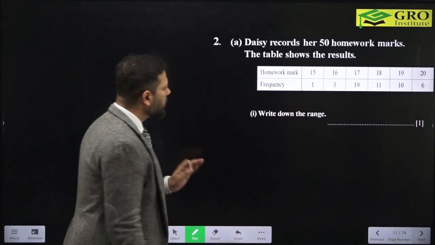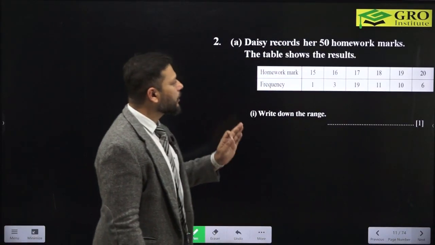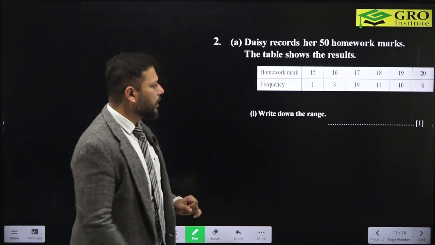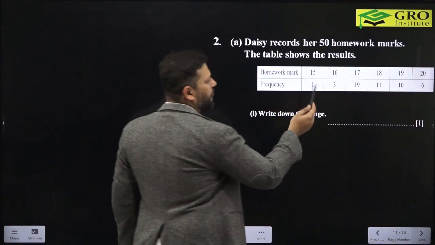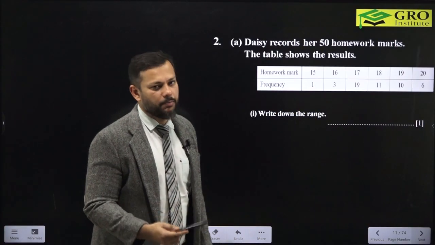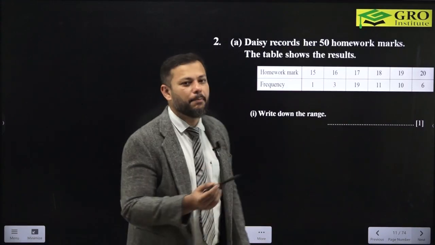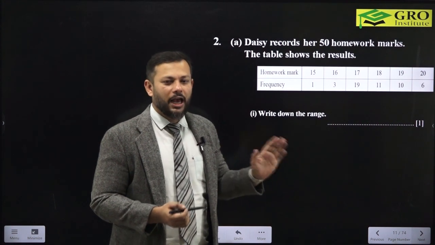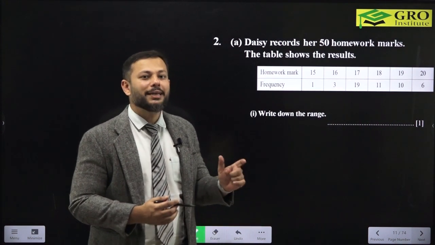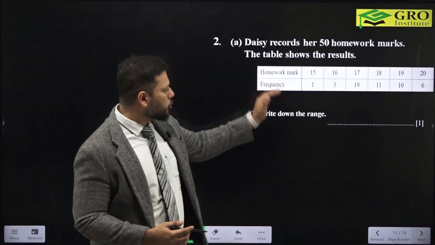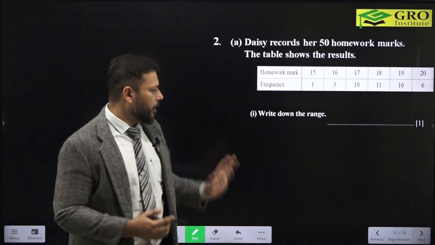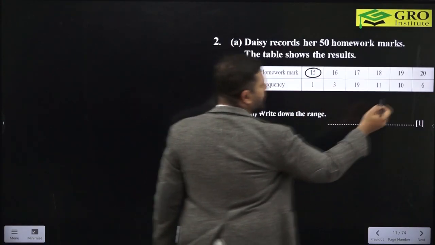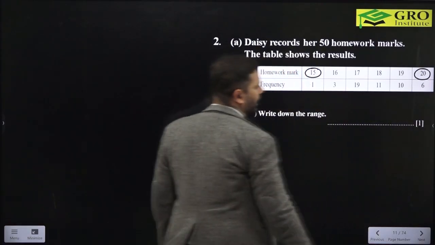Here, the first part of the question is: Daisy records her 50 homework marks. The table shows the results. Here, if we look at it, Daisy has done 50 homeworks, 50 times she has completed the homework, and she has been given some marks, right? So she has written down how many marks she has got, and if she has repeated any marks, how many times she has repeated those marks is written in the form of frequency. So if I look at it, she has scored the least marks to be 15 and the highest scored is full, that is 20, right?